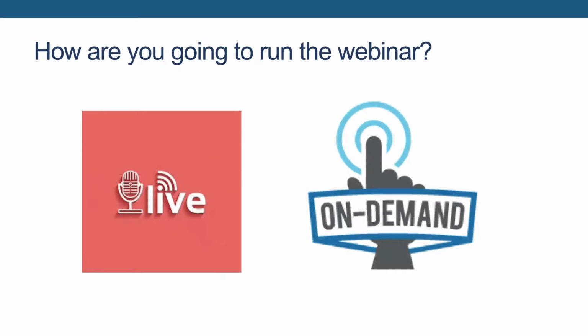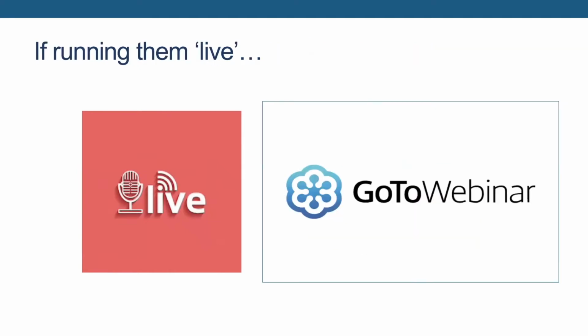So for the first 8 months, we ran our webinars live. We had them on a set day, the third Monday of every month at 7 o'clock in the evening, and people would register for that and attend on the evening. And that's how we ran it. Now we run them on demand. So we record them and then we make them available so that people can watch them any time. So if you're running them live, we use GoToWebinar.